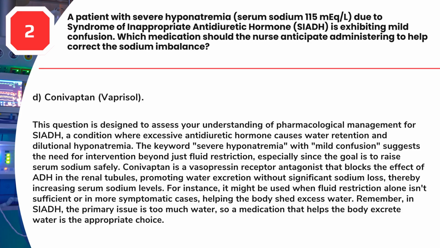Answer: D. Conivaptan, Vaprisol. This question is designed to assess your understanding of pharmacological management for SIADH, a condition where excessive antidiuretic hormone causes water retention and dilutional hyponatremia. The keyword severe hyponatremia with mild confusion suggests the need for intervention beyond just fluid restriction, especially since the goal is to raise serum sodium safely. Conivaptan is a vasopressin receptor antagonist that blocks the effect of ADH in the renal tubules, promoting water excretion without significant sodium loss, thereby increasing serum sodium levels.